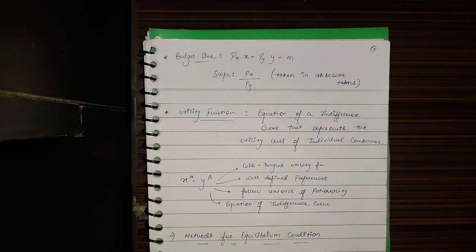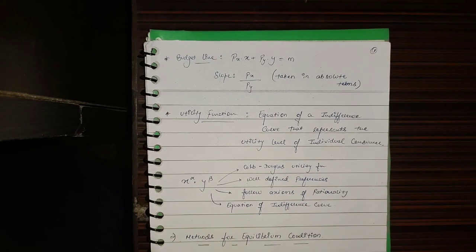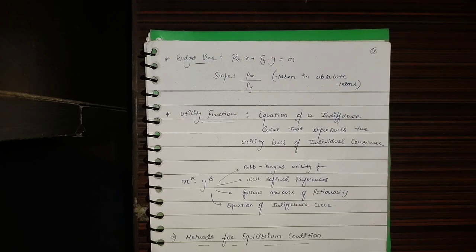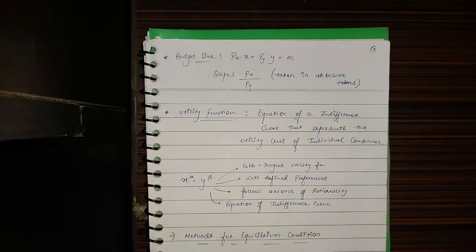The slope of the budget line is the ratio of prices, Px by Py, and it is taken in absolute values. We know that the budget line is downward sloping, so its slope is actually negative. But since we want to look at absolute terms, we are not considering the signs, so we will consider the slope to be positive.